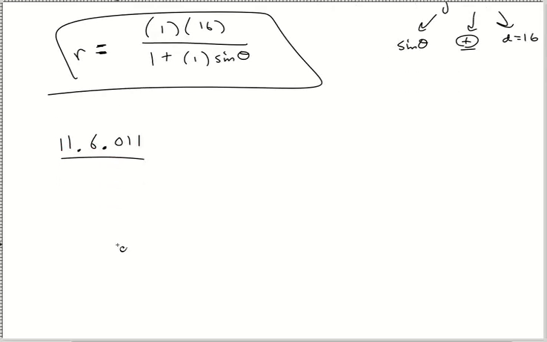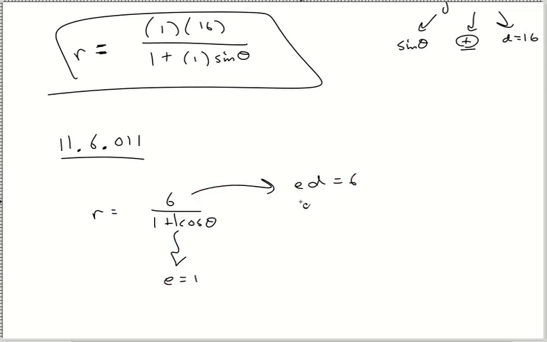11.6.011. They give me this time r is equal to 6 over 1 plus cosine theta, and they want to graph it, I'm pretty sure. So some things here. Notice that what's the number in front of the cosine? That's technically a 1. That's a 1 right there. And so my e is equal to 1. I said that ed is equal to 6. Well, I know that 1 times d is equal to 6. Therefore, d equals 6. It's always positive there. Okay, so we got d.